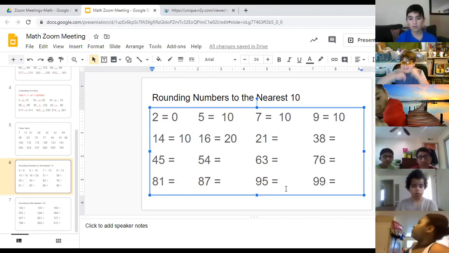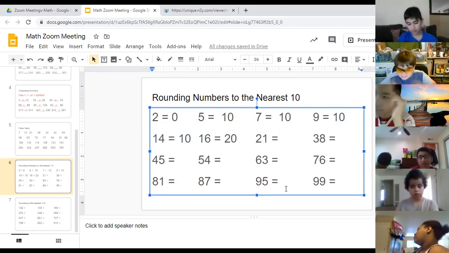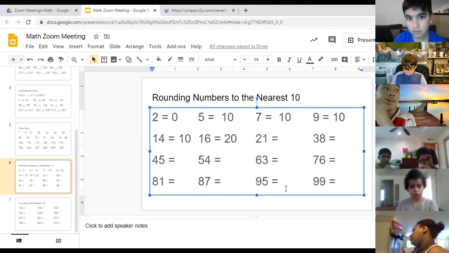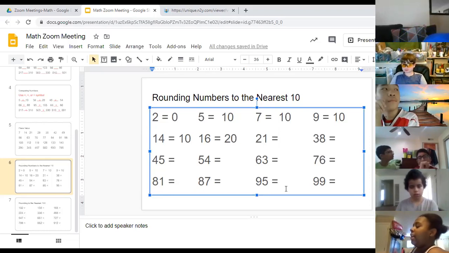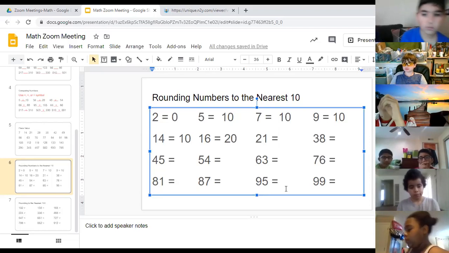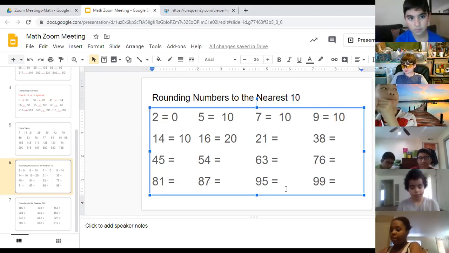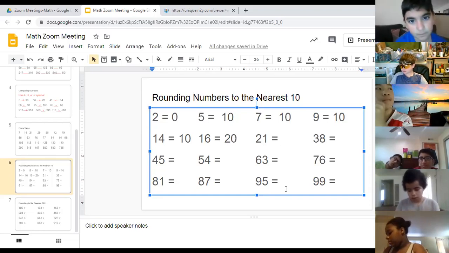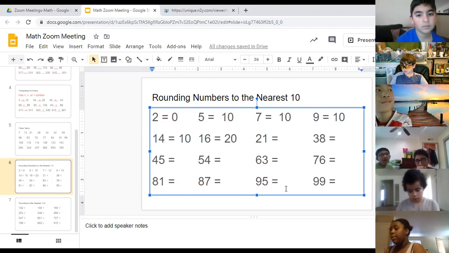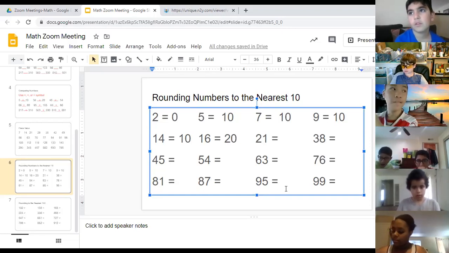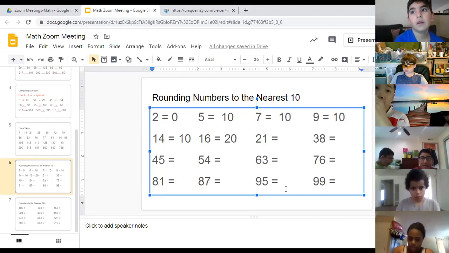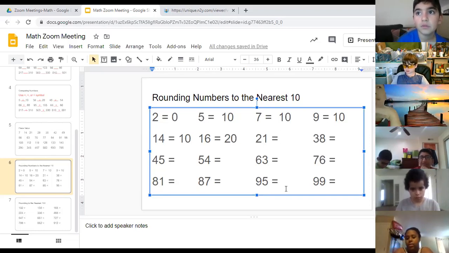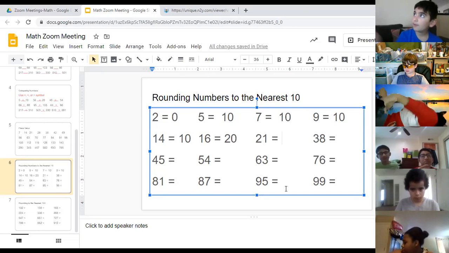How many units away? Only one, right? So from 21 to 30, we will count how many units? Chris, look at the screen. Okay, 21, 22, 23, 24, 25, 26, 27, 28, 29, 30. So how many units away from 31 to 30? It's 9 units away.